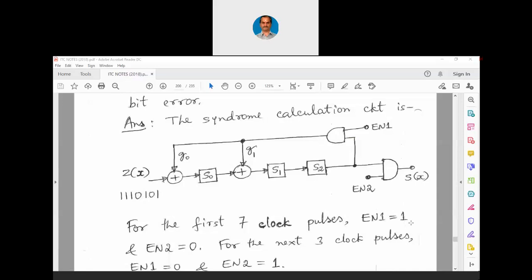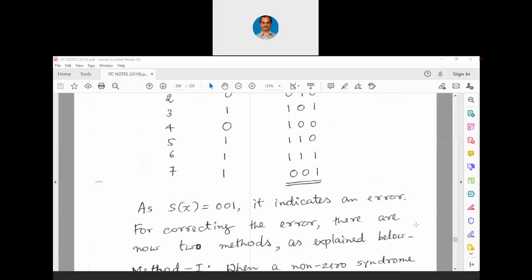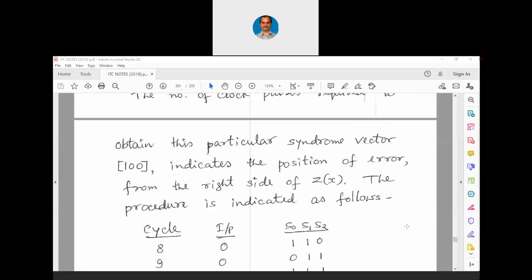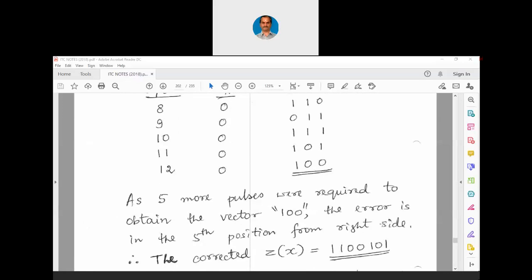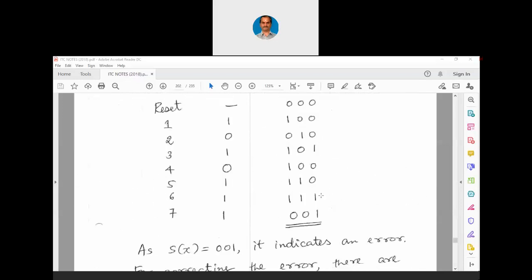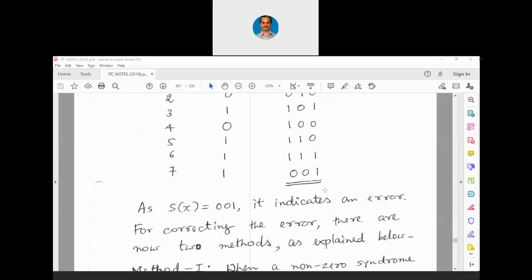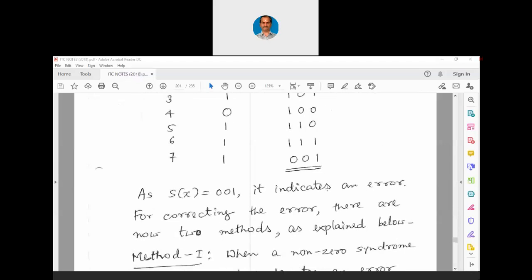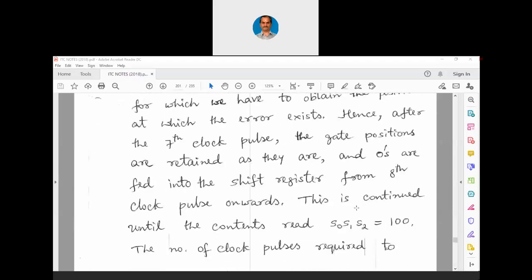As 5 clock pulses were required for obtaining this 100, in the 5th position we have this error. So now the vector is corrected. It is 1100101. This is the corrected vector at the receiver. So please remember, the syndrome we have obtained is 001, and we will continue feeding clock pulses further, and we will continue giving zeros at the input until we get 100.